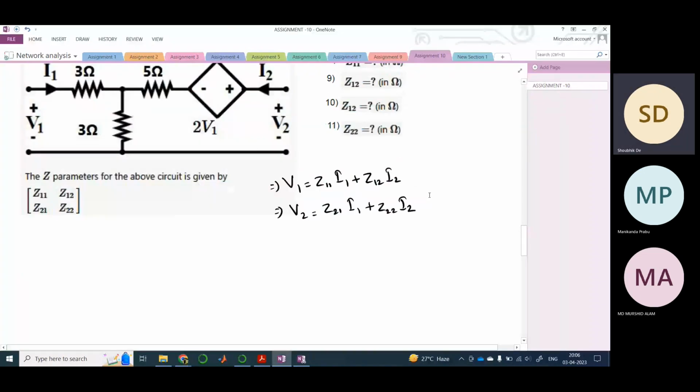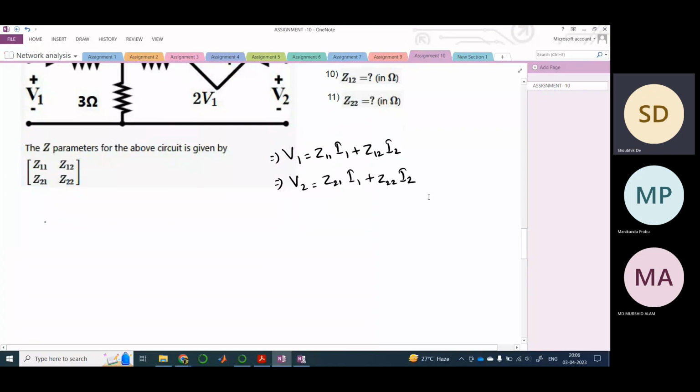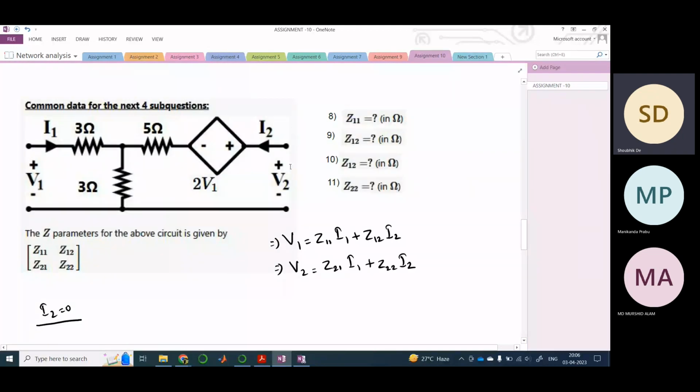Now let us make I2 0 in order to calculate Z11 and Z21, right? I2 is 0 basically means that this terminal is opened, because there is no current. Your circuit would look something like this.